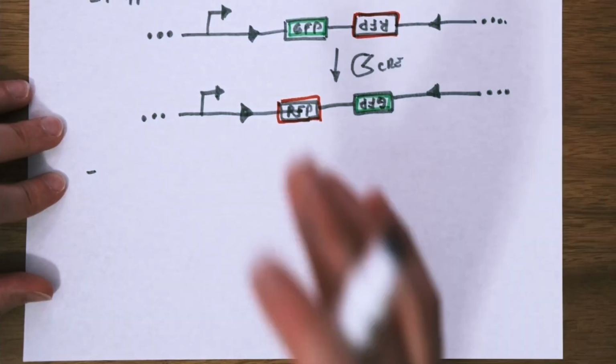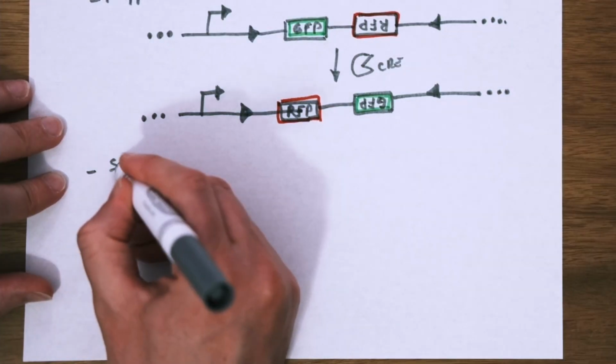The other aspect is the differential use of LoxP sites. So there are different variations of the LoxP site, and you can take advantage of them to make different clones within your population and have a chimera of cells. So let me show how this works.